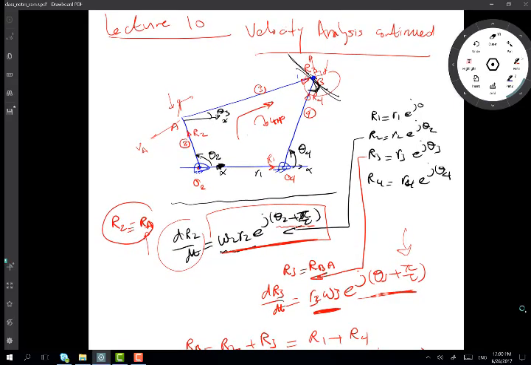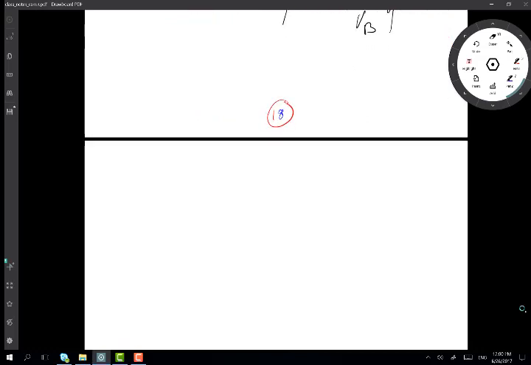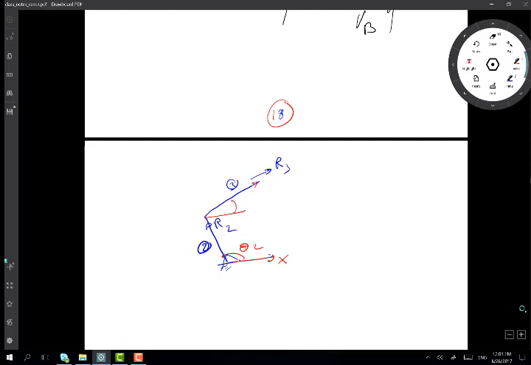Now, if I have my four-bar chain, this is link 2 and this is link 3. Here this will go to R3, this here is R2, and this is my angle theta 2, and this is my angle theta 3. I measure them from X, correct?